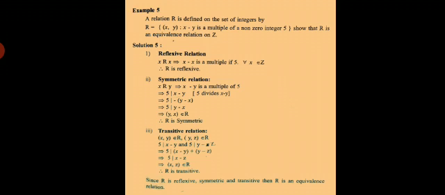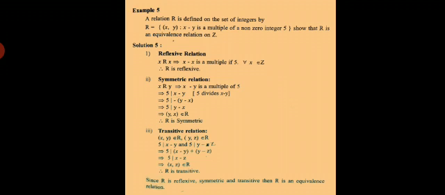So if you take x and x minus x, you will get 0. 0 is a multiple of 5. Why? Because integers contain all non-negative integers, positive integers including 0. Hence R is reflexive. For the symmetric condition, x is related to y.